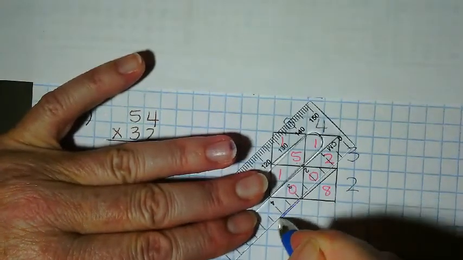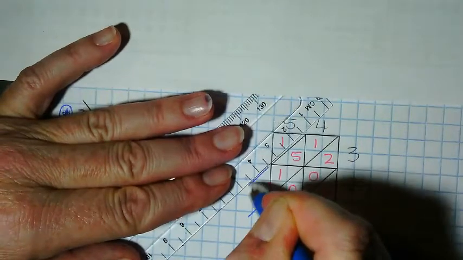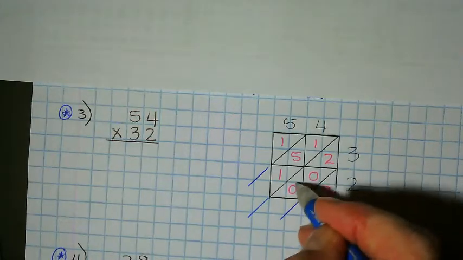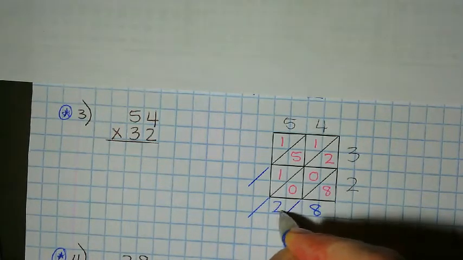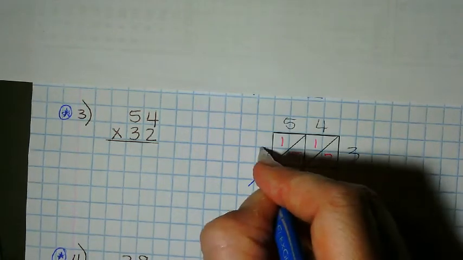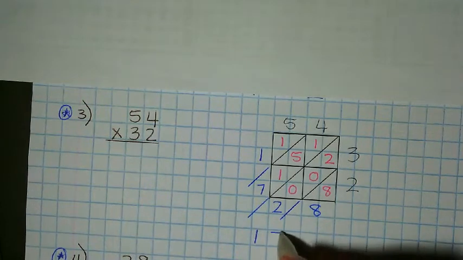See diagonals. So 8, 2 plus a 0 and a 0 is a 2, 5, a 6 and a 1 is a 7, and then a 1. Okay, so my answer there will be 1728.